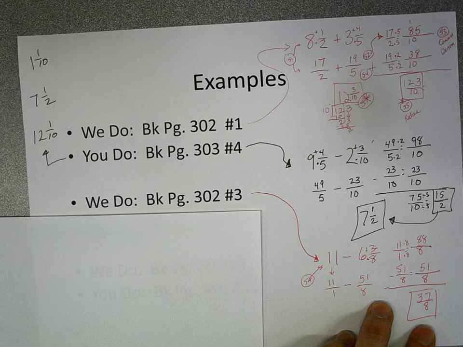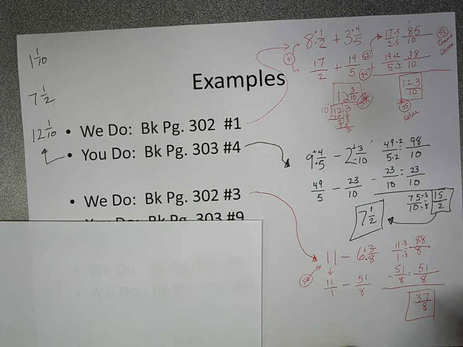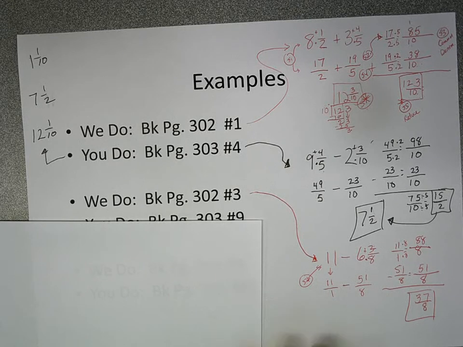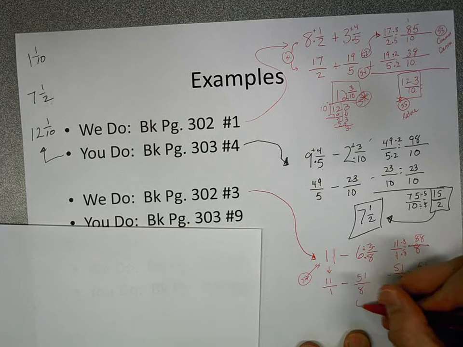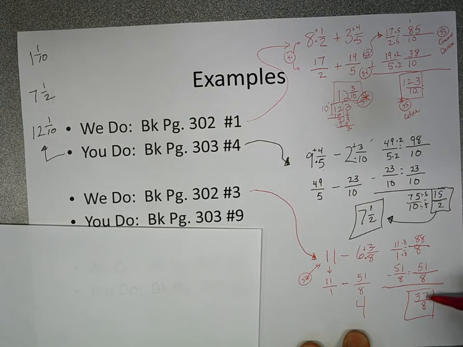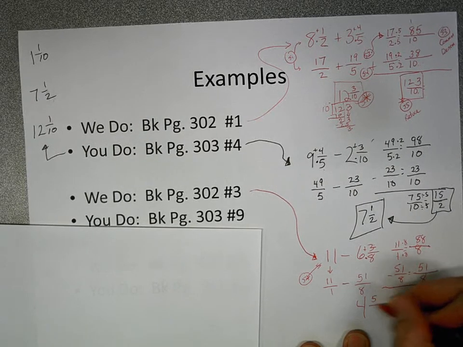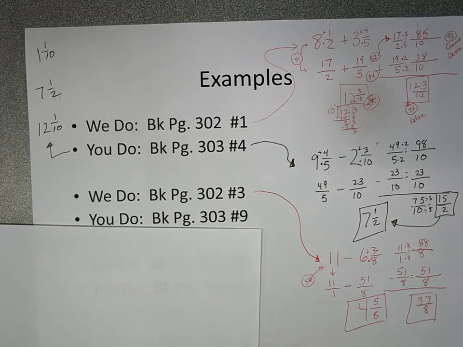Always check, though, to see if you can reduce. Again, those of you that change into mixed numbers, 8 goes into 37 without going over how many times? 4 times. I just said that earlier, right? And that would be 32. The difference between 37 and 32 is 5. So 4 and 5/8 would be the mixed number version.